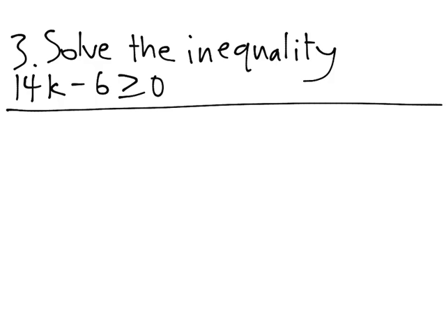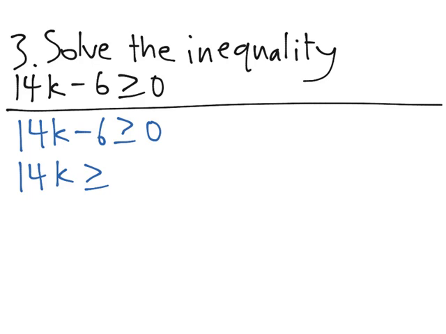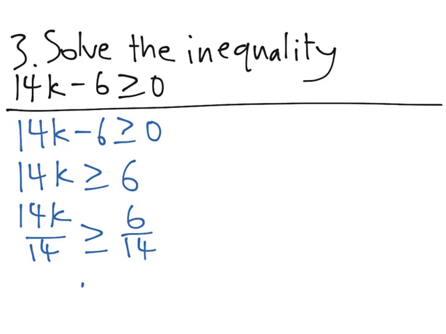Problem 3. Solve the inequality 14k minus 6 is greater than or equal to 0. First, we write out the equation. 14k minus 6 is greater than or equal to 0. Now let's add 6 to both sides of the equation to get 14k is greater than or equal to 6. Finally, we divide both sides by 14. So 14k over 14 is greater than or equal to 6 over 14.